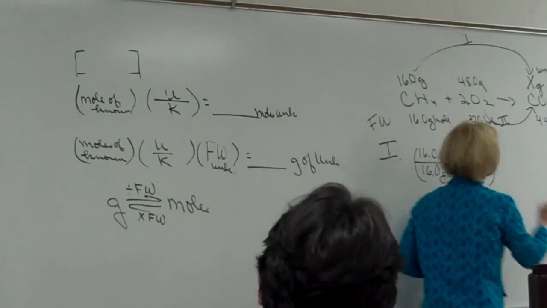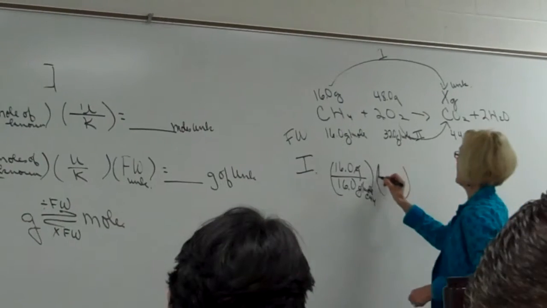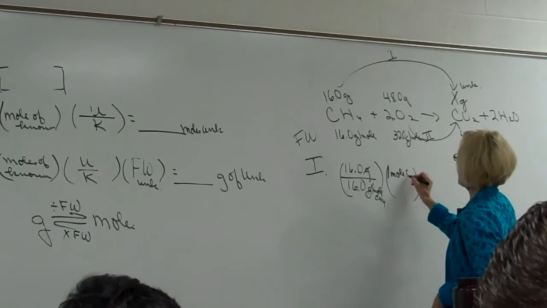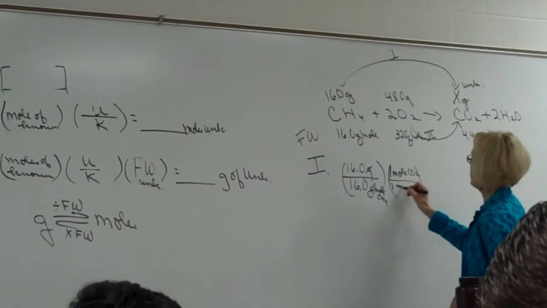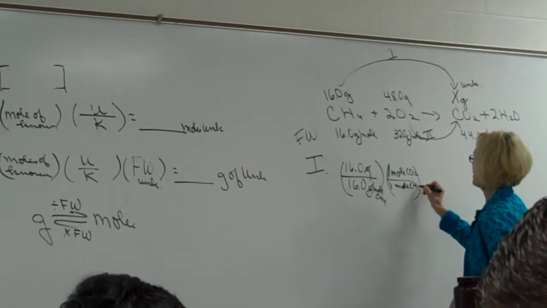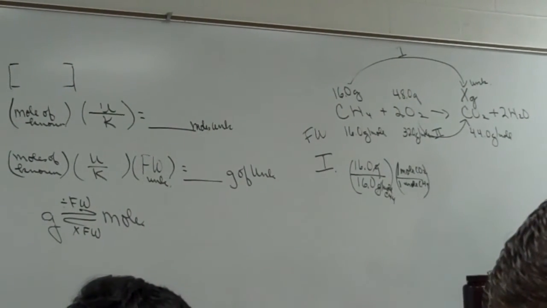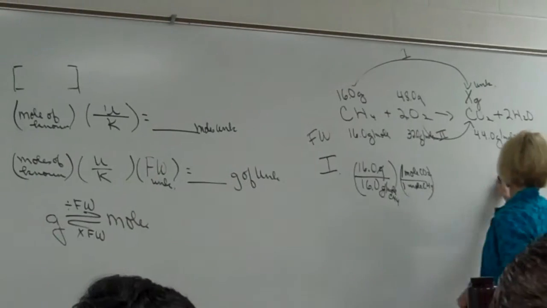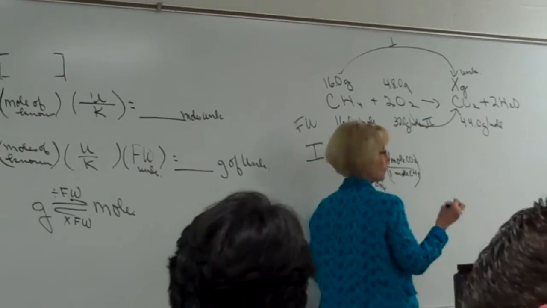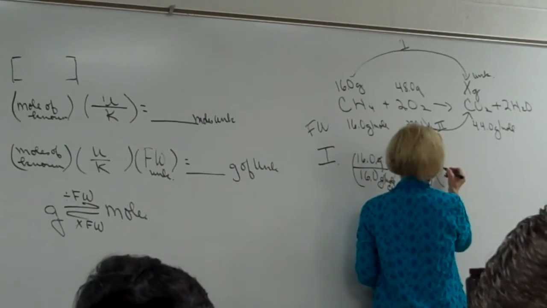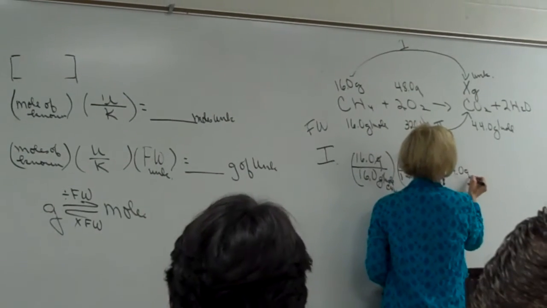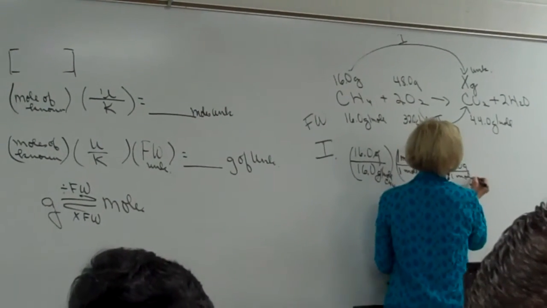Okay, then I need the mole ratio. Liz, what's it going to be? 1 to 1. So we have 1 mole of carbon dioxide for every 1 mole of methane. Good. Now let's go on to grams here. So Alex, what do I need to do next? Multiply by the formula weight of CO2. Okay, 44 grams per 1 mole.